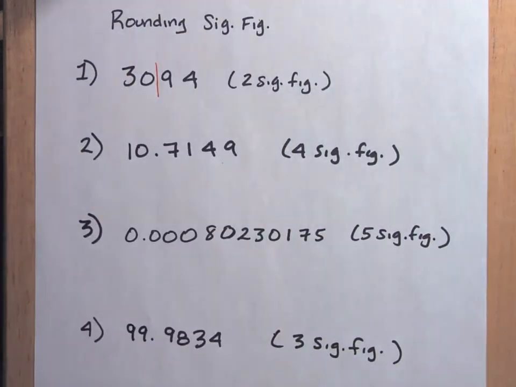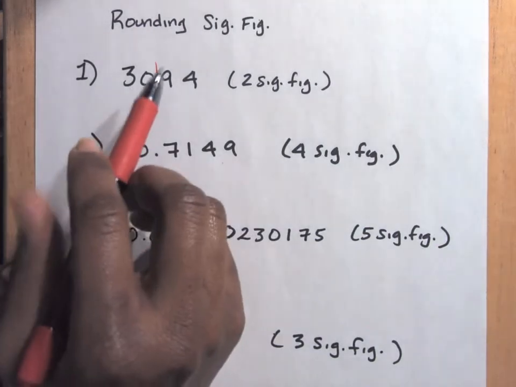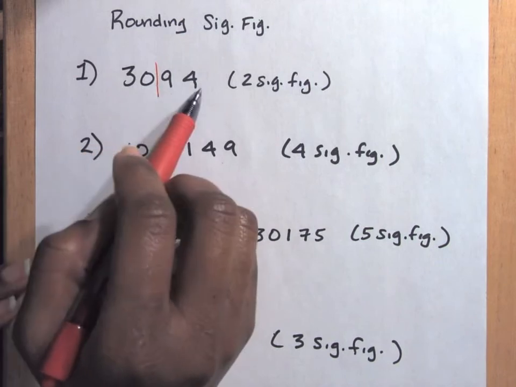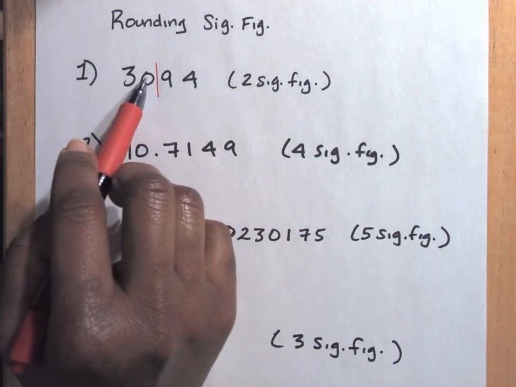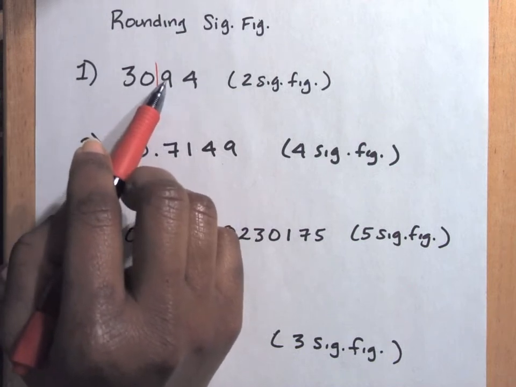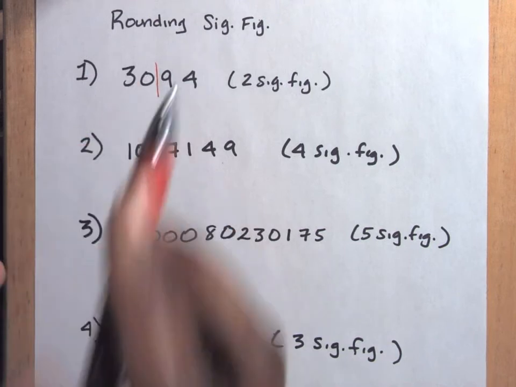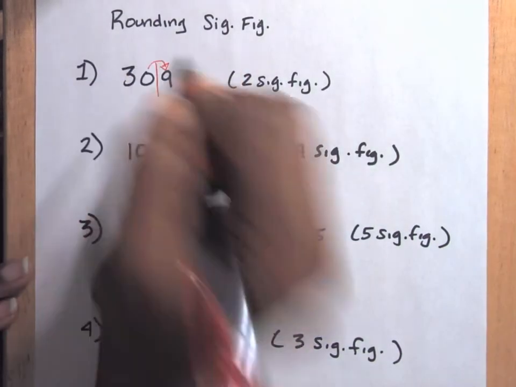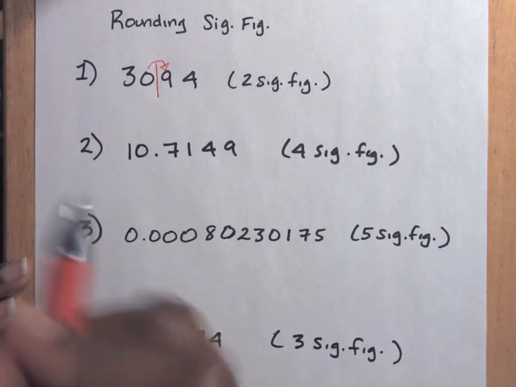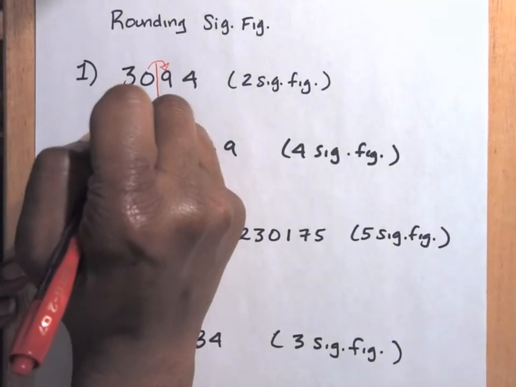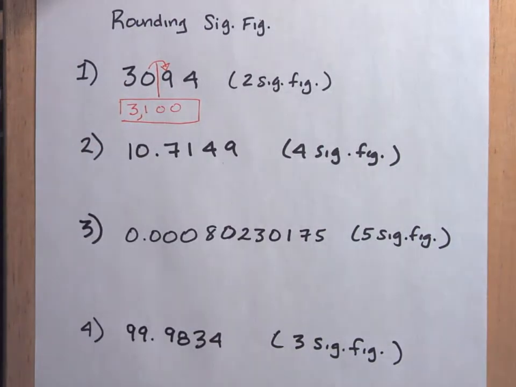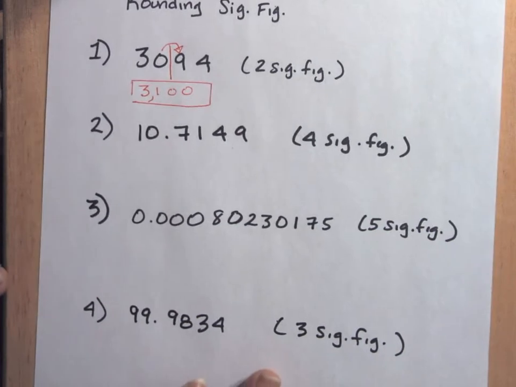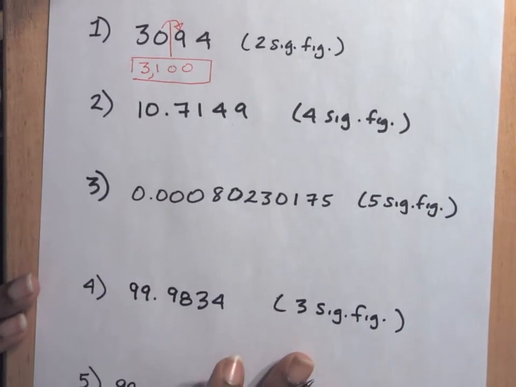Now, when I do this rounding, the numbers to the right of the cutoff are going to be zeros because they're insignificant. But you always want to look at the number directly to the right of the cutoff, which is the 9 in this case. If it's 5 or more, you round up. So that means I've got to round this up. When I report my value here, I'm going to report it as 3100. Sorry, 3100.